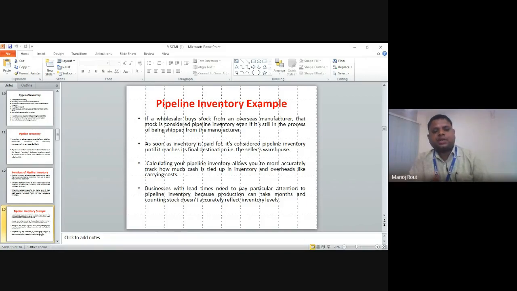The last point is that businesses with long lead times need to pay particular attention to pipeline inventory, because production can take months and counting stock does not accurately reflect it in the case of inventories. That is why the most important thing in inventory is to reduce the lead time. Whenever you place an order with XYZ company and it has not reached the final destination, that should be the most important factor, since production takes months, and counting stock does not accurately reflect the company's inventory level. So moving to the next one.